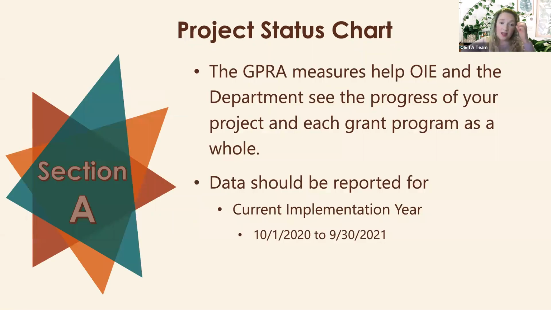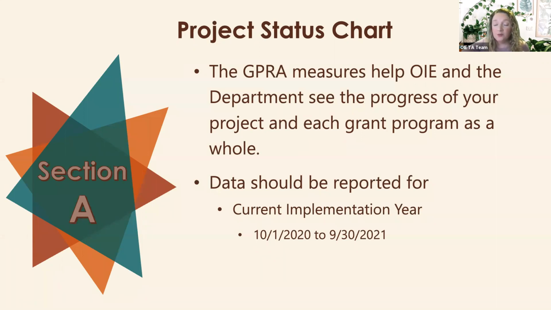All right. As we think about that, those GEPRA measures are helping OIE and the department as a whole see the progress of your project in each grant program. The data that you're reporting should be for your current implementation year, so that 10/1/2020 to 9/30/2021, but you're only reporting on this period through that 3/1. So that's where it comes in that you may not have some of the data just yet, which is completely fine.